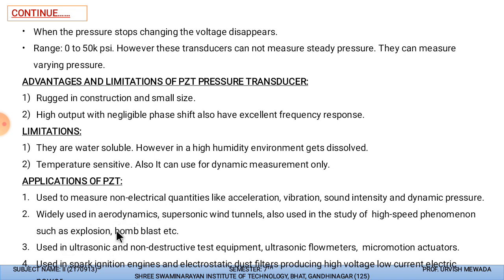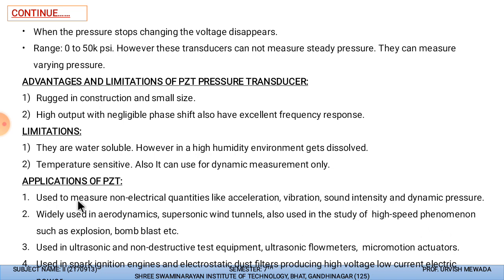And also it is used in ultrasonic and non-destructive test equipment, flow meters, then micro motion actuators. So these are the major applications of the piezoelectric transducer. Also it is used in spark ignition engines and electrostatic dust filters, producing high voltage and low current electric power. So this is one of the major applications of this piezoelectric transducer, which can be useful for pressure measurement.